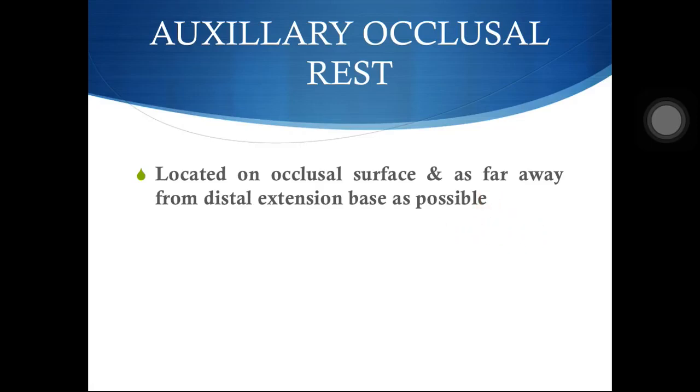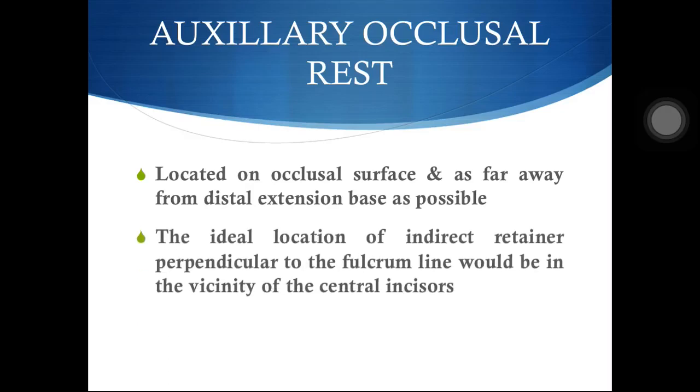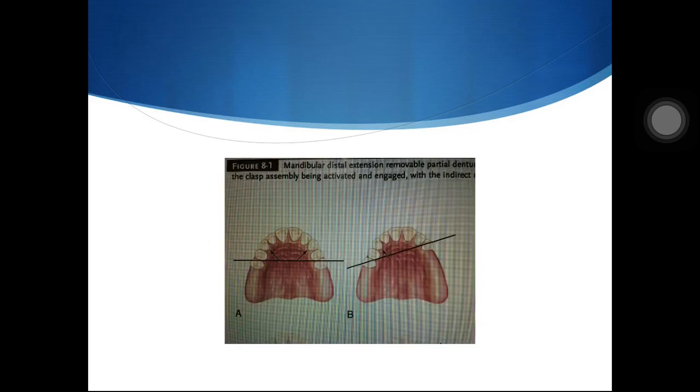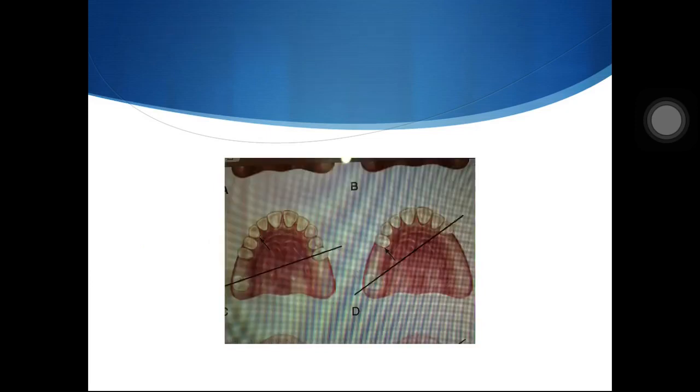Occlusal rest would only be present on the posterior teeth and their occlusal surfaces. The ideal location of the indirect retainer, perpendicular to the fulcrum line, would be in the vicinity of the central incisors. But on the central incisors, the proper formation of an incisal rest or cingulum rest is very difficult because of the shape of the teeth. So we have to make a compromise and give it on the most far away posterior teeth, which are the first premolars. This has been already discussed.